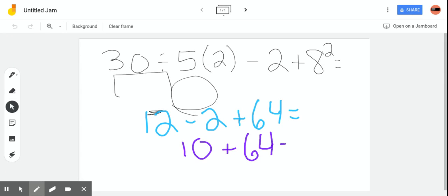plus 64. You say, if I did it the other way, would I get the same? No, because if you added the 2 and 64, you get 66. And then you have 12 minus 66, which would be a negative number, which I know y'all love, but we don't have that answer on this one. We have a positive answer. We got 10 plus 64 is 74. So remember, multiplying and dividing, same step, left to right. Adding and subtracting, same step, left to right.